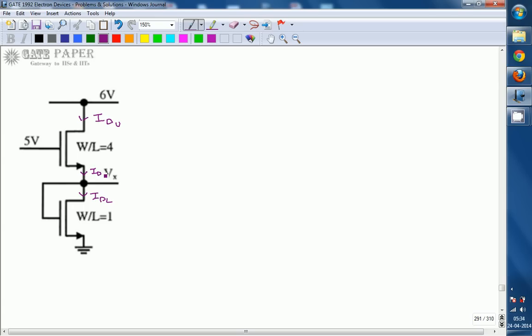Can we say that IDU is going to be dividing into IG and IDL, but IG is always 0, because this empty space is the SiO2 layer, which acts as an insulator. So no gate current flows, that is, the charge carriers do not go through this silicon dioxide layer, so there is no closed loop, which always gives IG equal to 0. That implies the current flowing through the lower transistor is the current flowing through the upper transistor.